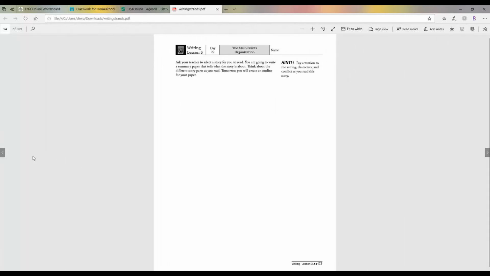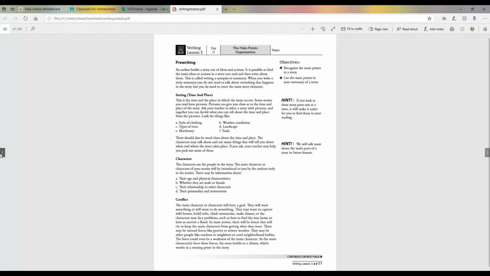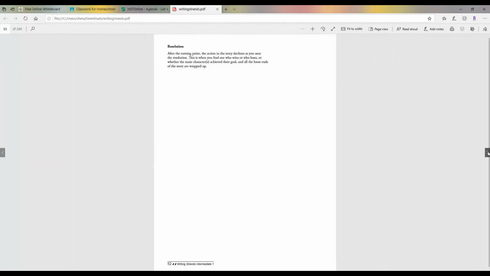I don't know why. I'm missing a page. Conflict. I'm missing the next page, page 52. Climax is not on here.